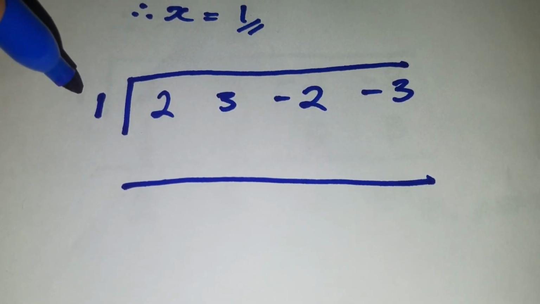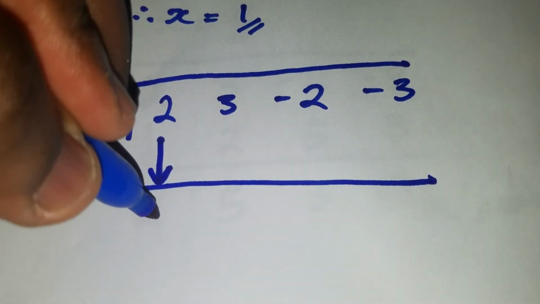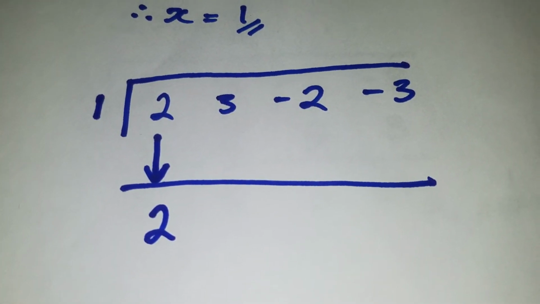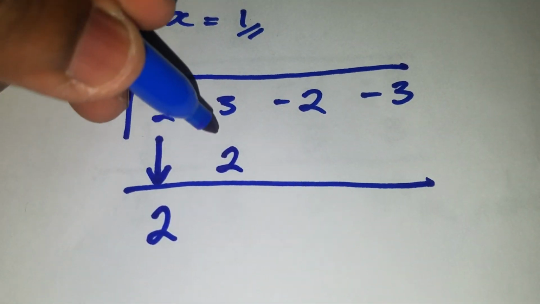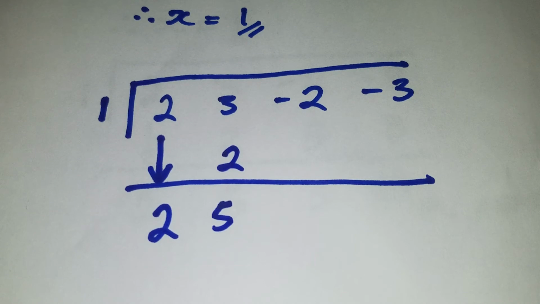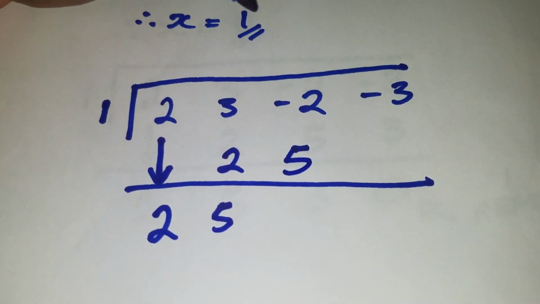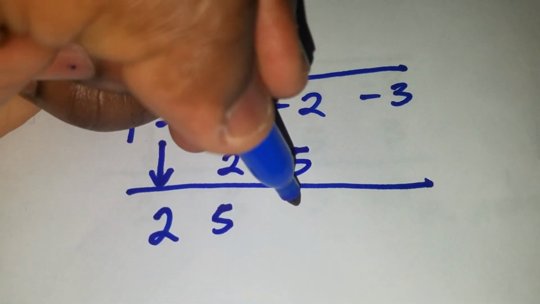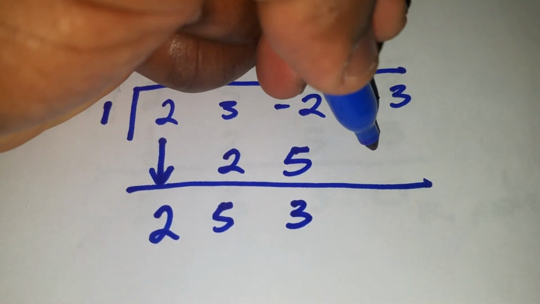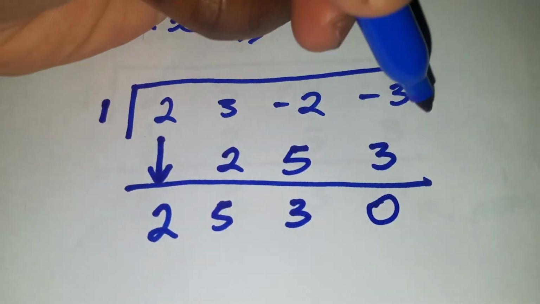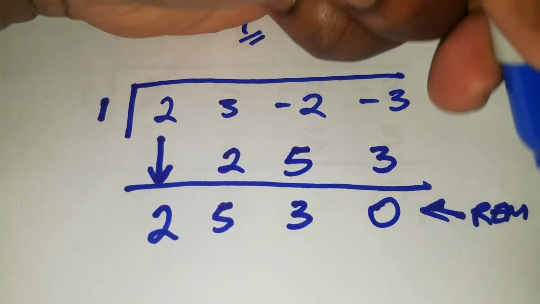So when we have this one, first thing, we put the first number down under the line. And we're going to say 1 times 2, 2. 2 plus 3, 5. Then we're going to start over. 1 times 5, 5. Add them, 5 plus -2, +3. Then we're going to say 1 times 3, 3. Then add them, 0. Point to note, the last number will always be the remainder.